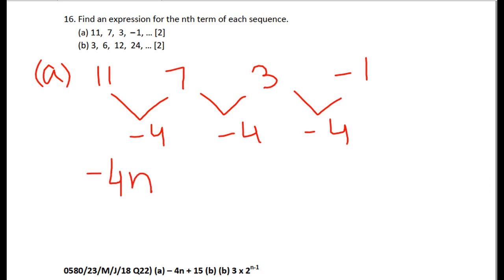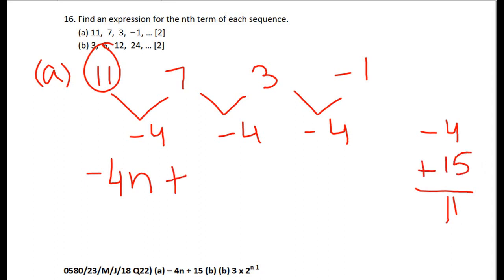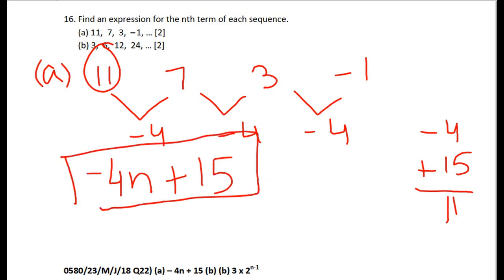So for that I write minus 4n, and then right now my first term is minus 4. When I substitute n equals 1, I get minus 4. The actual first term is 11. So I need to add 15 to it to get to 11. So my final nth term of part A is minus 4n plus 15.